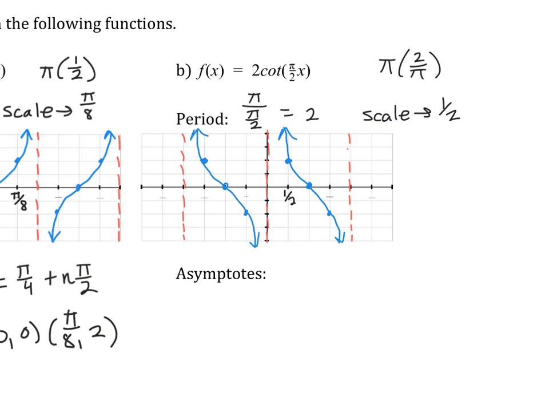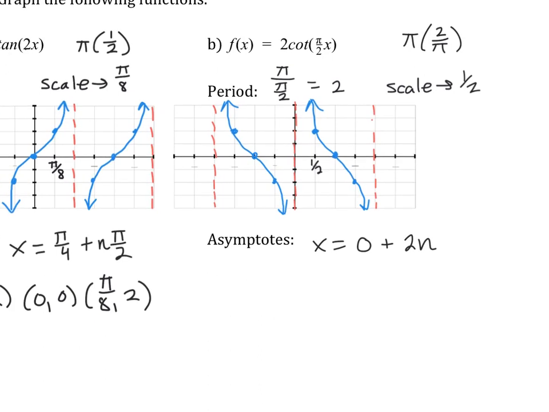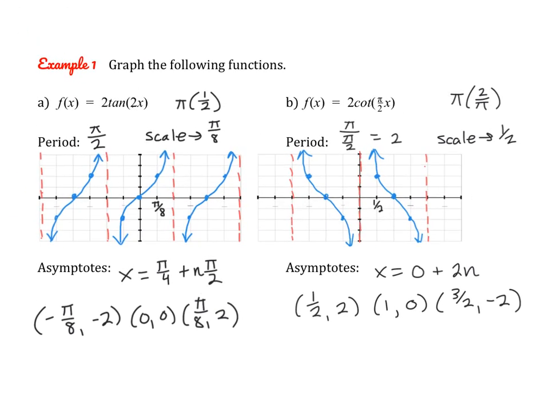So if I want to name the asymptotes, we pick one. So I'll say x equals 0, and it's repeating every 2 units. So plus n times 2, or 2n, either way. And then we can name a couple coordinates by looking at our graph. So I see that I have a coordinate at 1/2, 2, 1, 0, and 3/2, -2. And there you have it.